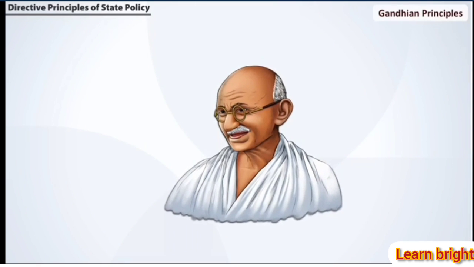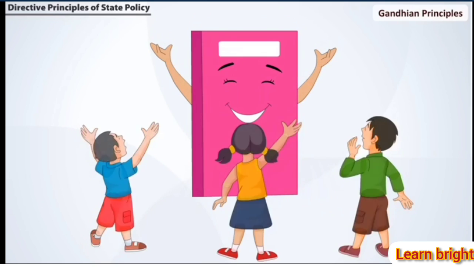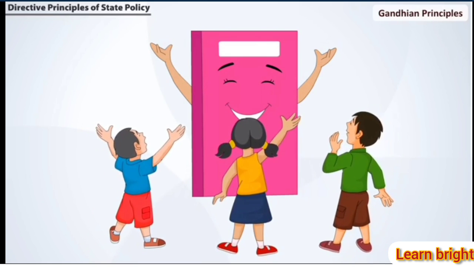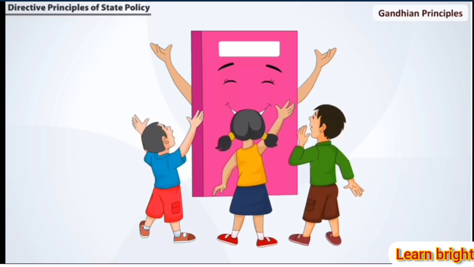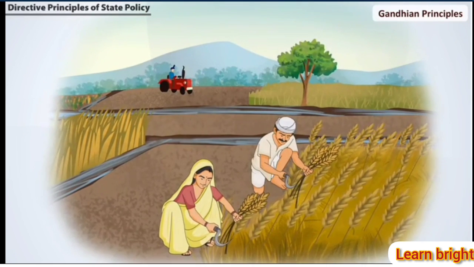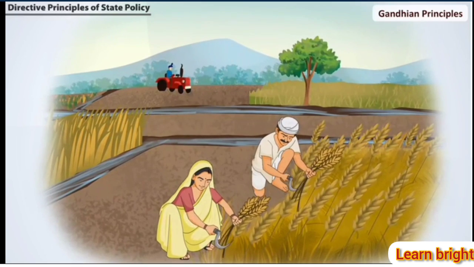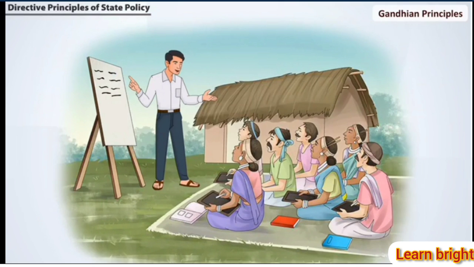The Gandhian principles are based on the plan laid out by Gandhiji for social development. According to this, free and compulsory education should be provided for all children up to the age of 14. Gandhian principles also dictate that cottage industries should be promoted. Agriculture and animal husbandry should be modernized, and slaughter of cattle should be prevented. The education and economic interests of special groups like scheduled castes, scheduled tribes, and the weaker groups of society should be promoted.